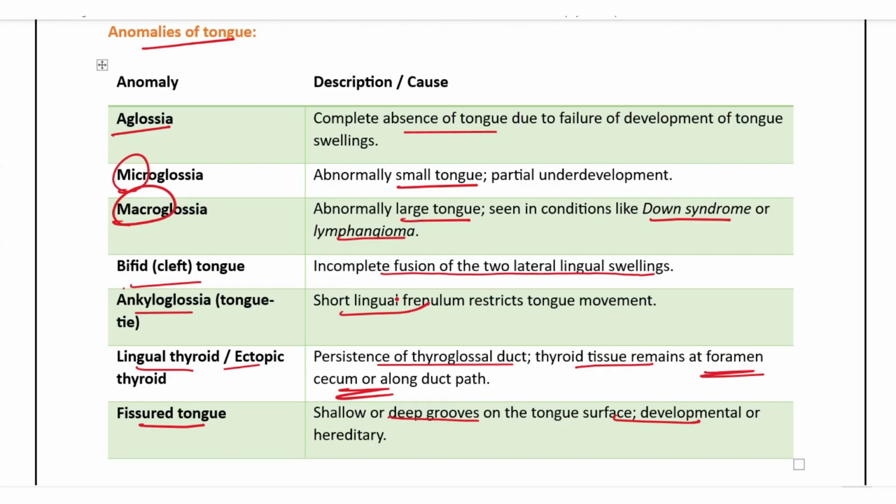Now the question on tongue was also asked in our July 2015 anatomy paper. I will share the link above. It was asked as the origin, development, insertion, okay, and the anomalies. It was a 10 marker. So tongue is also a very important question that can be asked frequently.